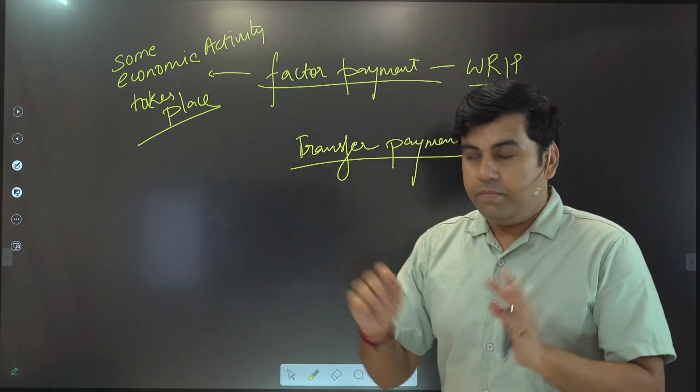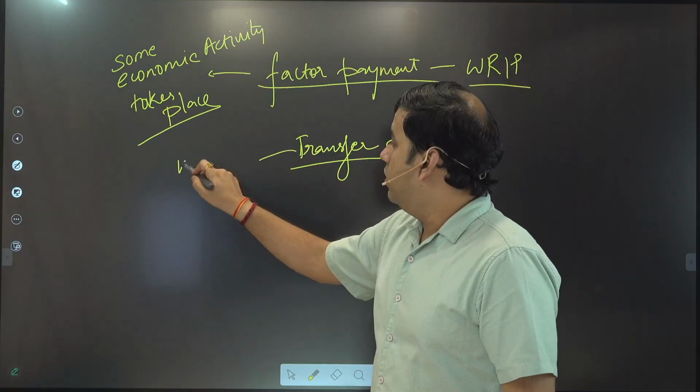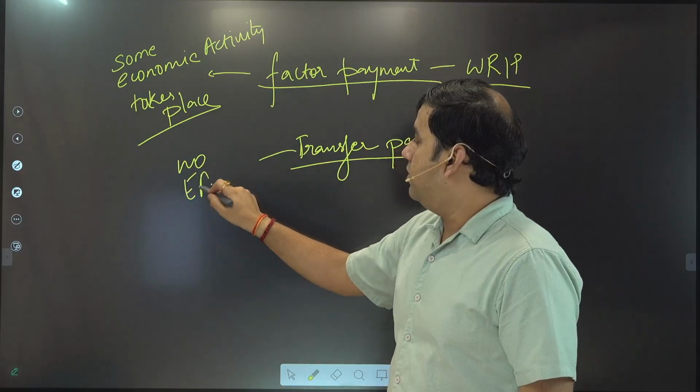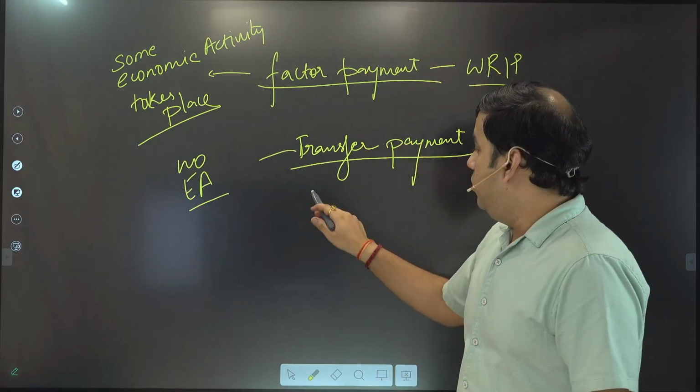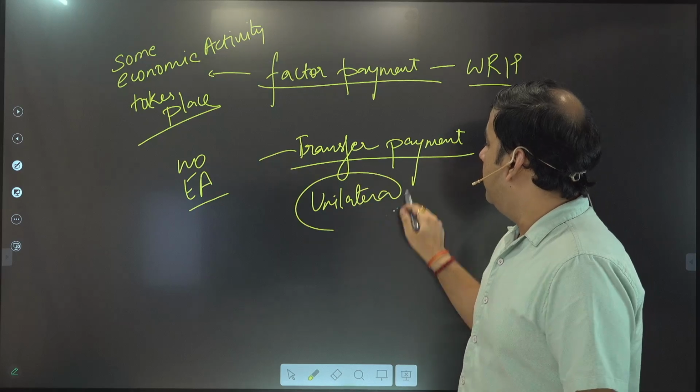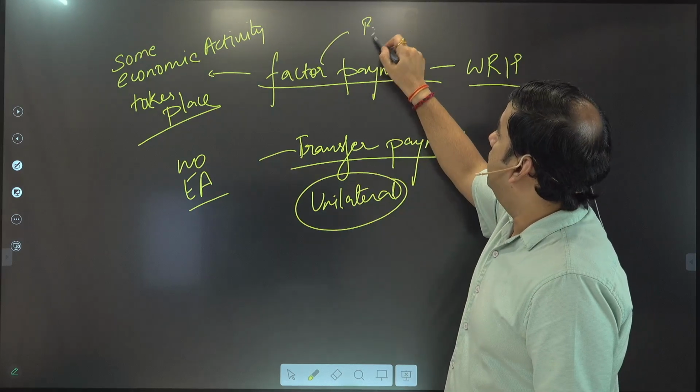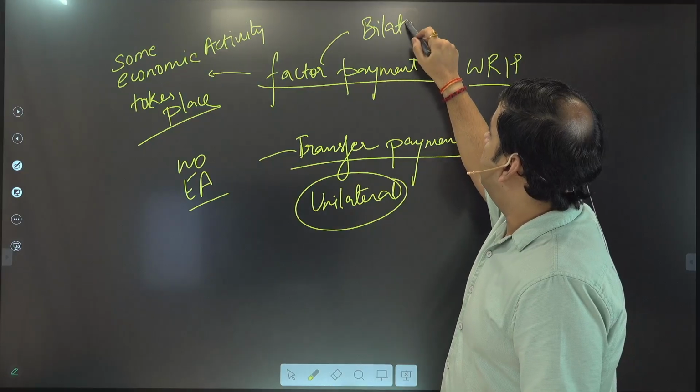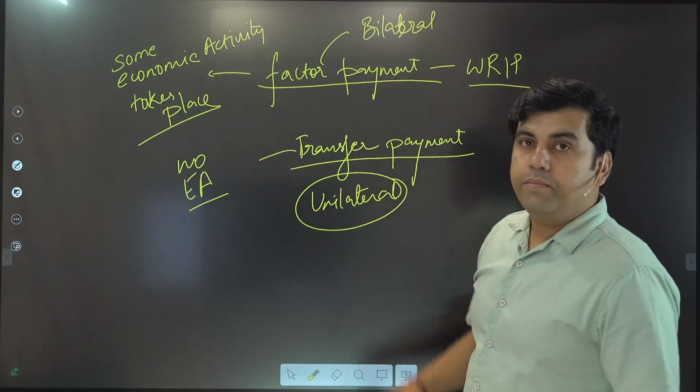This is a base. Over here, no economic activity. It is unilateral. Unilateral means one-sided. This is bilateral. That is two-sided.